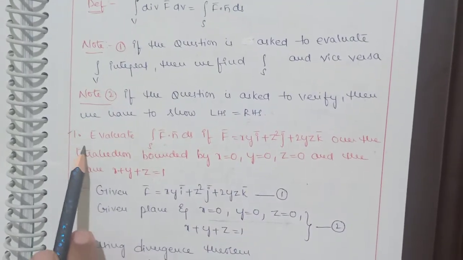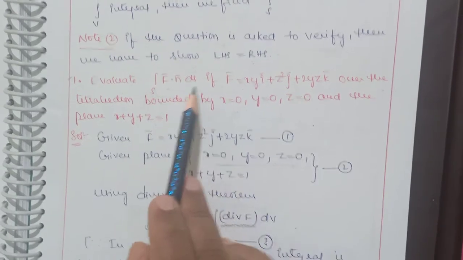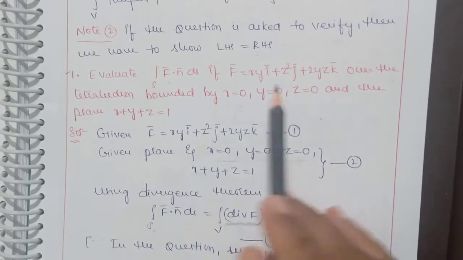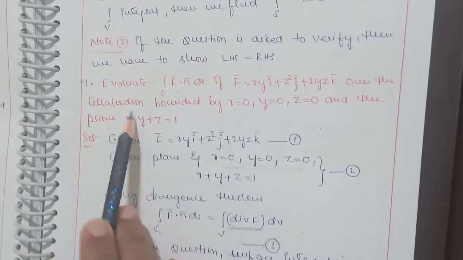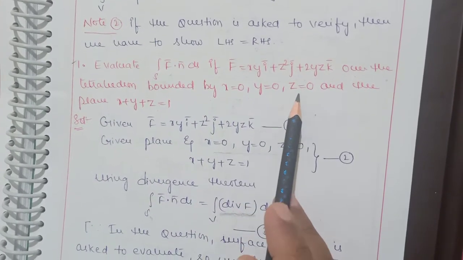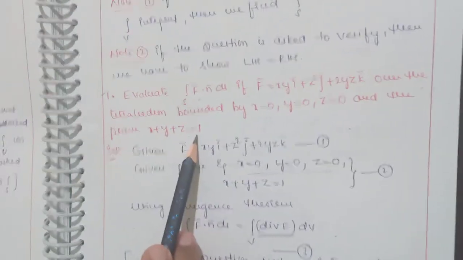Coming to the first question, evaluate surface integral f bar dot n bar ds if f bar is equal to xy i bar plus z square j bar plus 2yz k bar over the tetrahedron bounded by the planes x is equal to 0, y is equal to 0, z is equal to 0 and the plane x plus y plus z is equal to 1.